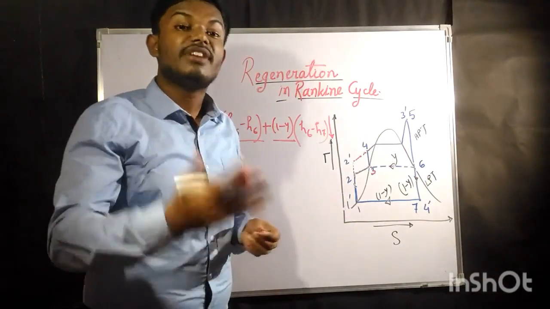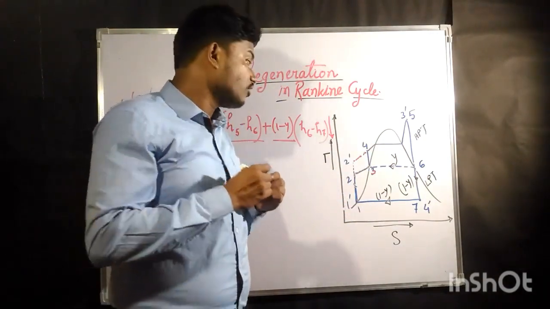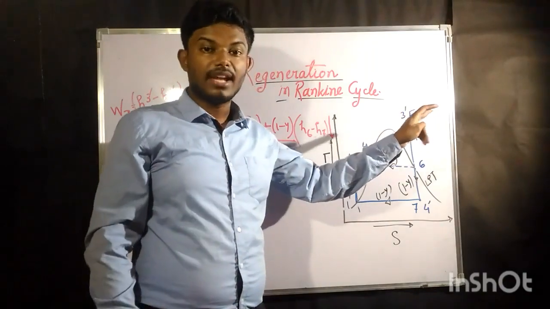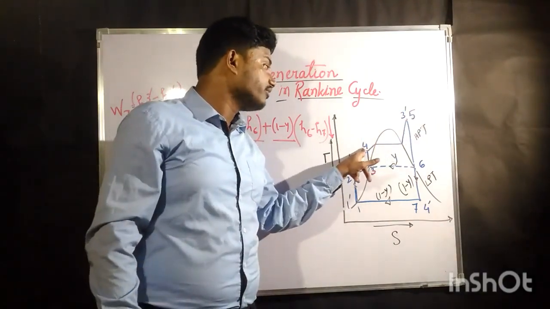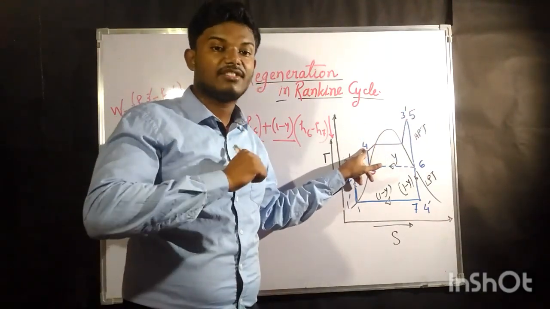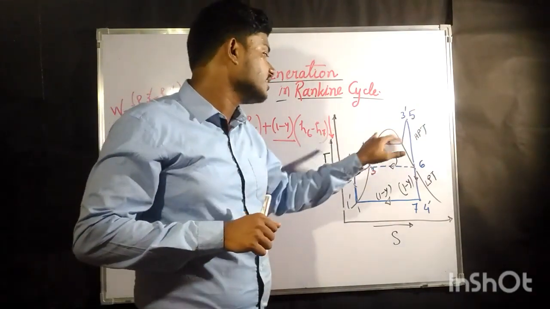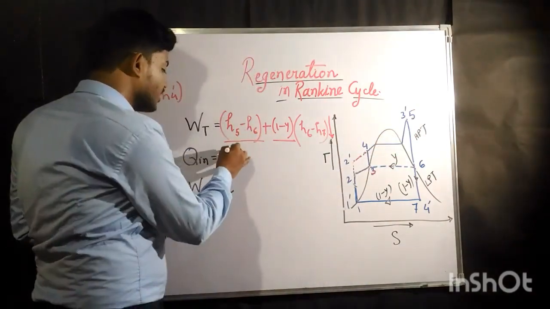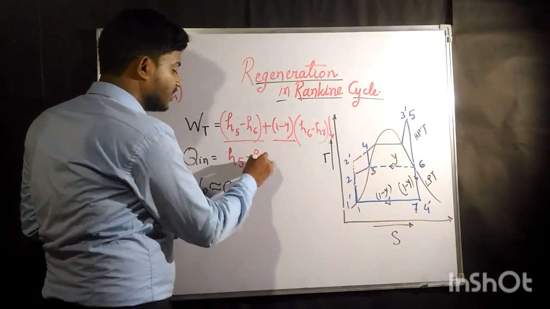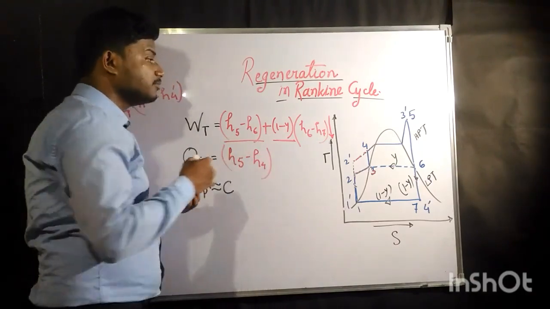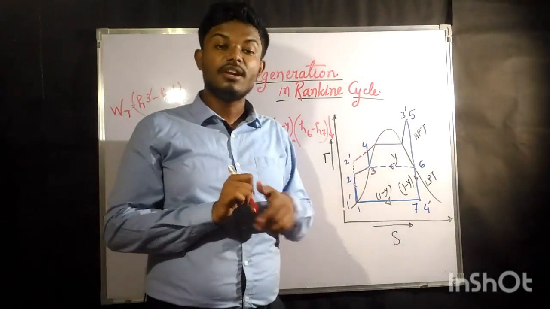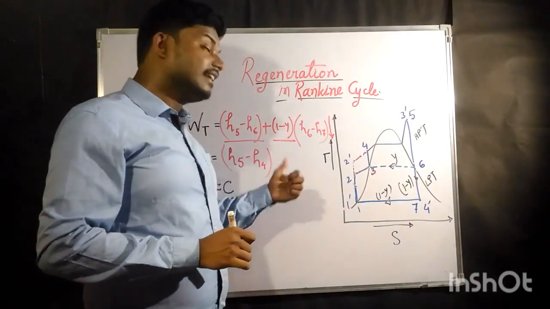Now the amount of heat that we have given is from 4 to 5. This is the total amount of heat given by us, so that is considered the total heat input. So the total heat input would be H5 minus H4. The enthalpy difference between points 4 and 5 is our heat addition.